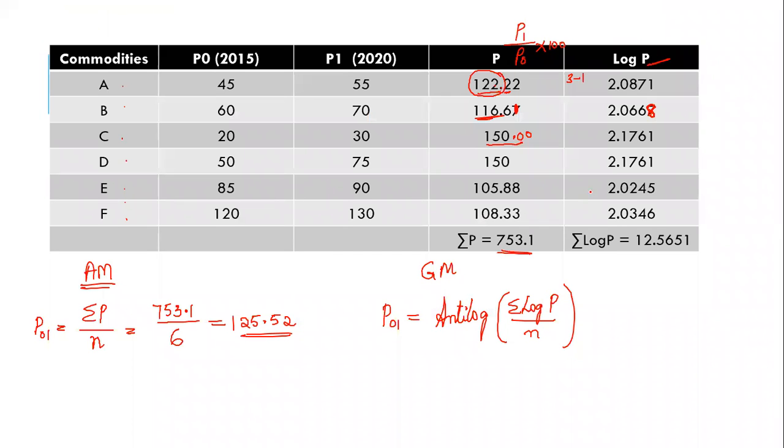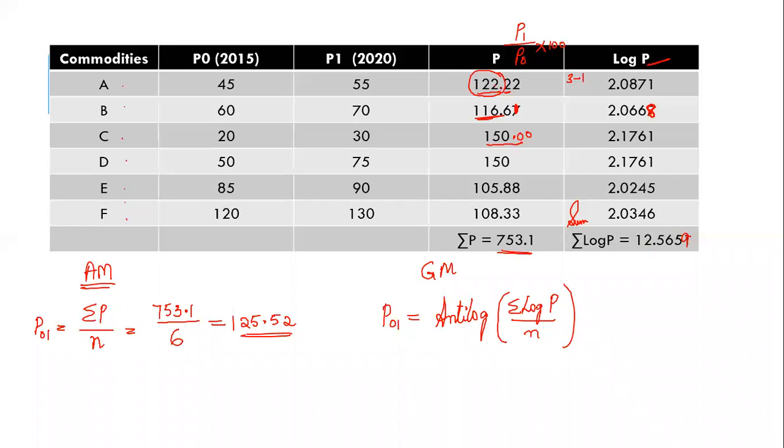So after calculating the log of the prices of each commodity, what do you have to do? You have to find the total, that is summation log P. Summation means sum. When you add it, you will get 12.5659. Now this has to be written here.